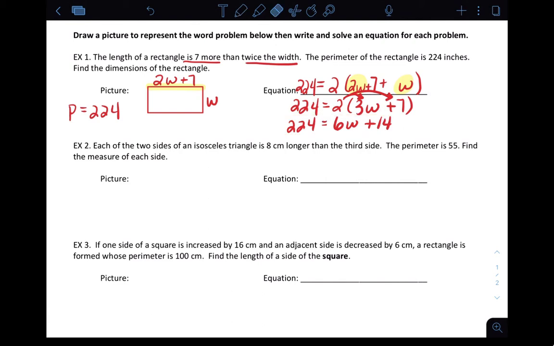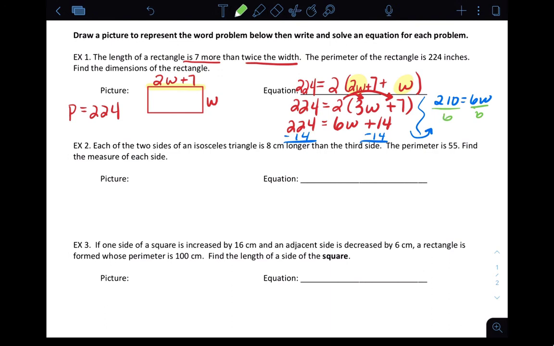So now I'm going to take that equation, 224 equals 6W plus 14, and I'm going to quickly solve. I'm not going to walk through my steps with how to solve. If you need more help solving, then please watch some other videos.